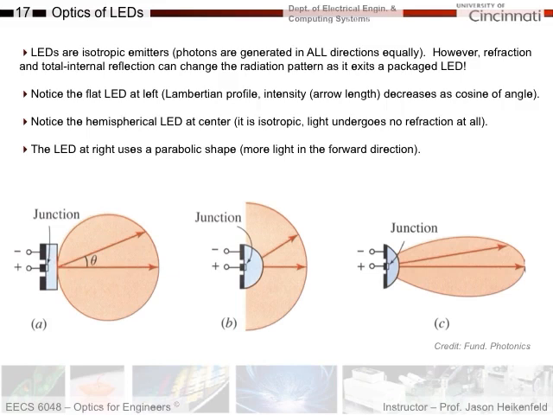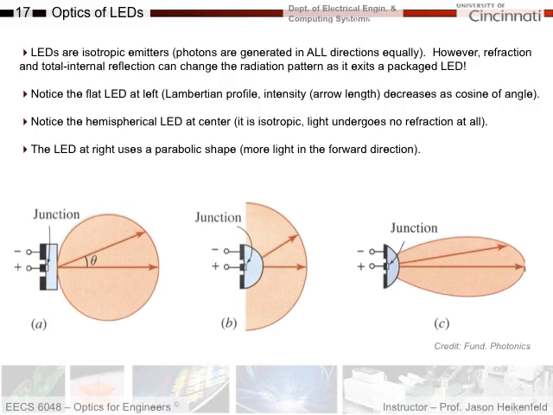And so the maximum intensity is straight out. I go at this angle, it decreases, and at this point I'm almost close to the critical angle. And of course at these angles you won't see anything, because at that point it's totally internally reflected. And so this flat LED actually has a Lambertian profile, where the intensity falls off with the cosine of theta.